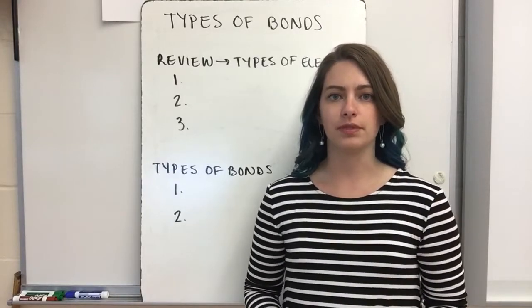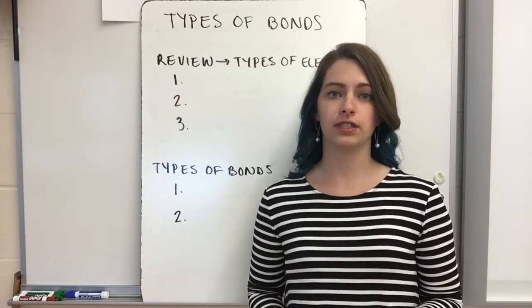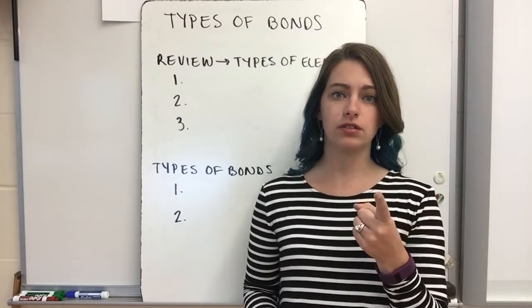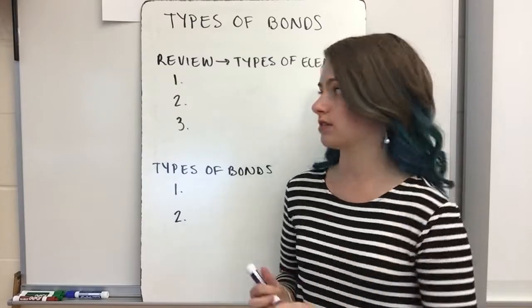So before we talk about types of bonds, we need to review really quick our different types of elements. There are three different types of elements. We have metals, nonmetals, and metalloids.